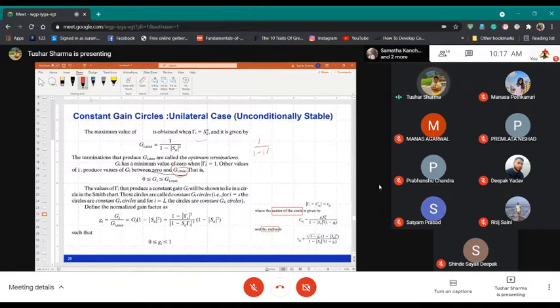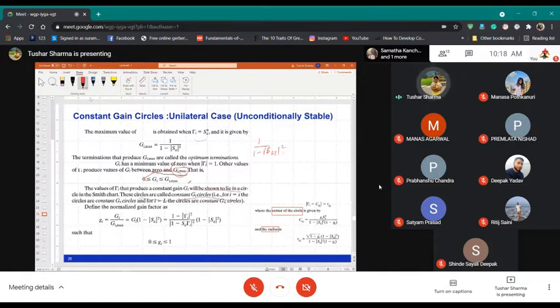in this case, S22 whole square, or gamma L whole square. So any gain can exist between this 0 and GI max. Now the value of gamma I that produces a constant gain GI, and many values can produce that particular gain, will be shown to lie on a circle on a Smith chart. These circles are called constant gain circles.